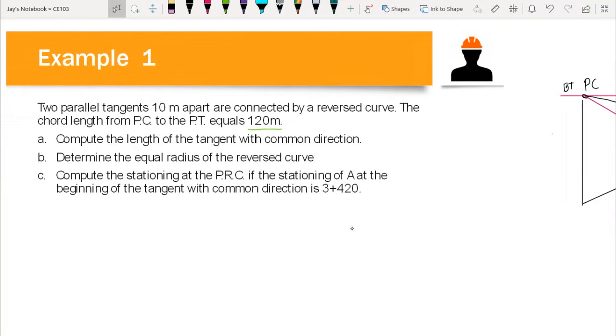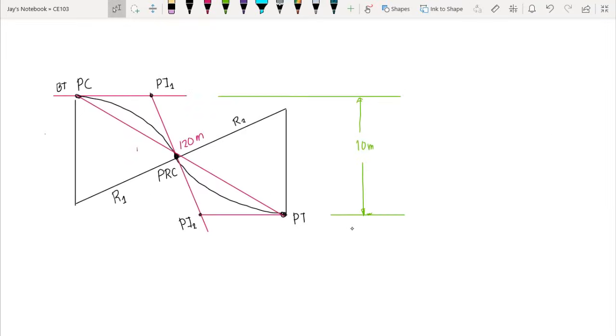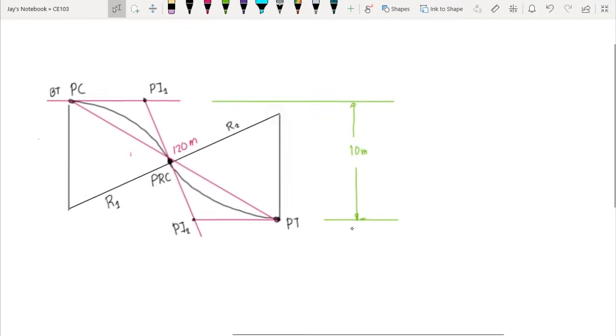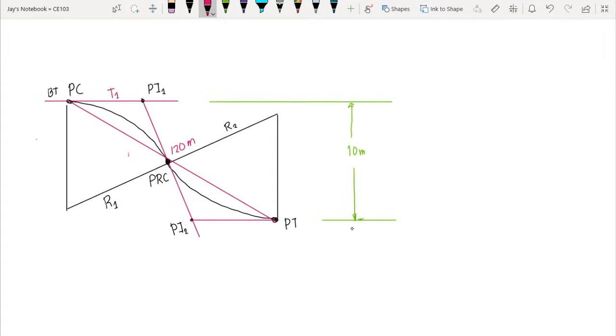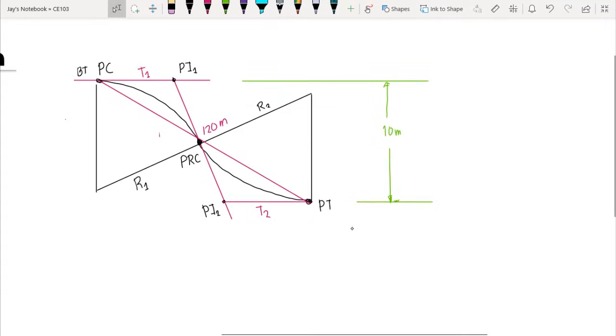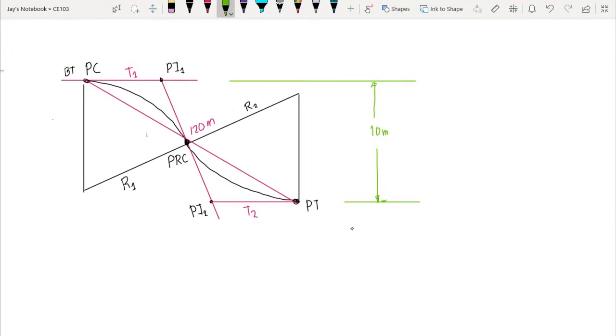So our first question is to compute the length of the tangent with common direction. So we will be computing for the length of our tangent 1 and tangent 2 here. Okay, so how are we going to do that? Now we know that we have the distance between the two tangents, which is 10 meters, so we can actually put it here. So we have this length, which is 10 meters.